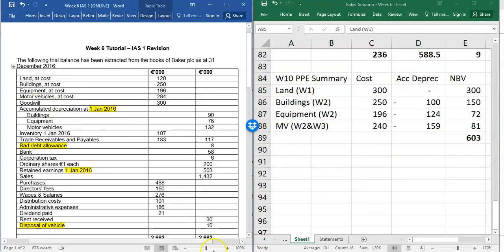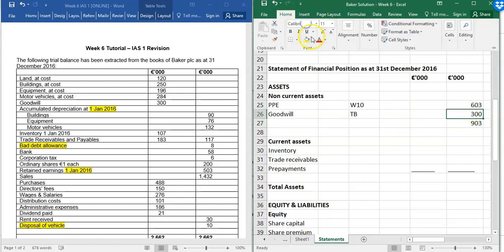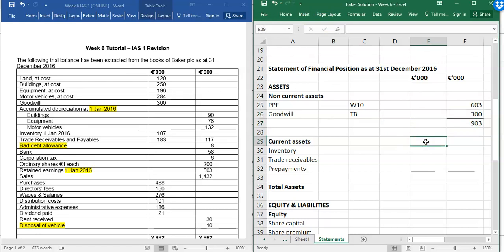Now you might have come across goodwill before, but that is also a non-current asset. So we're just taking that from the trial balance, 300. So your non-current assets then are 903. Nice and neat, no messy workings which will lose presentation marks, and the examiner can see where you're coming from. Inventory we have from working 4 is 110.8.